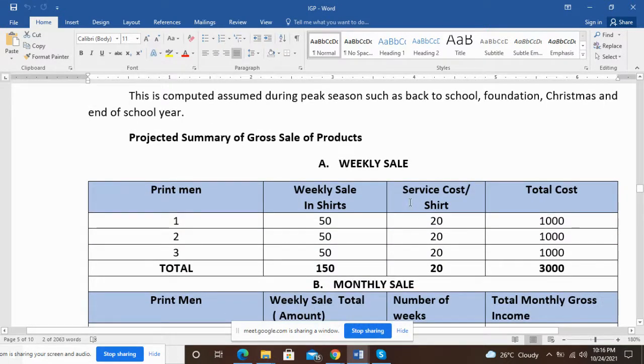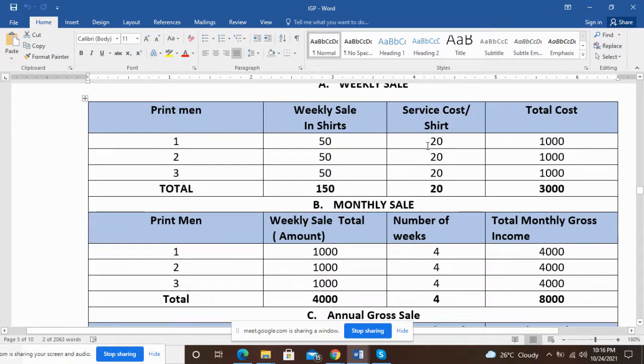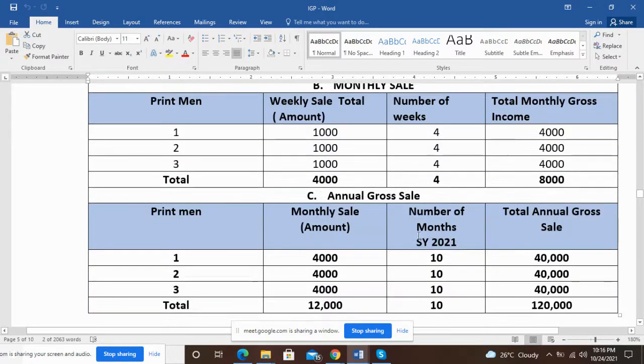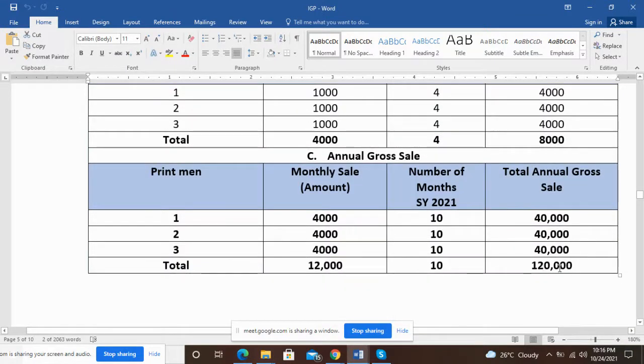Okay, and next we have here project summary of gross sales and products. I have your weekly sale. I also have your monthly sale. So could you see there 50, so total cost 1,000, 3,000. Annual gross sale will be 120,000 in total. Because it's really big, you're going to think, oh, 100,000, it's already six digits. Of course, it's because I assumed the peak season. I calculated and assumed that there will be a lot of students who will have this printing.